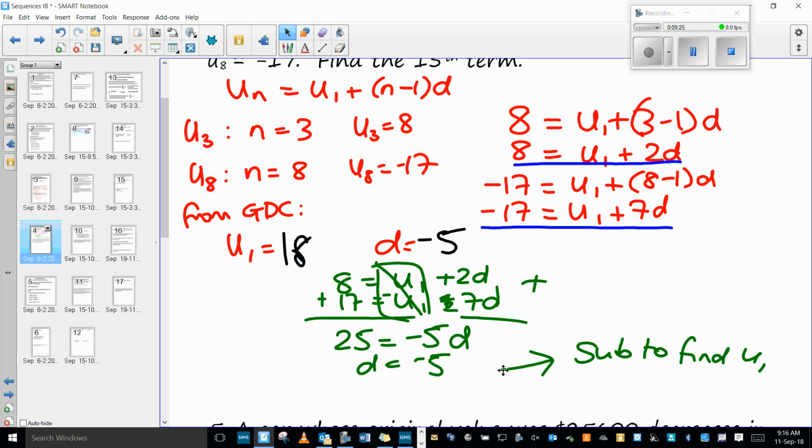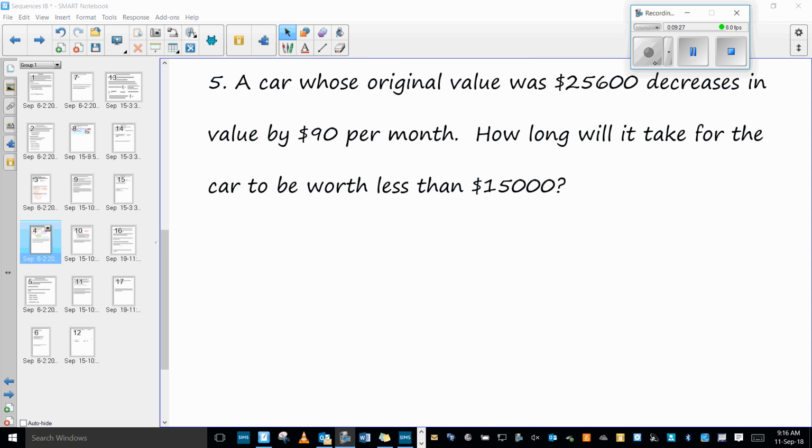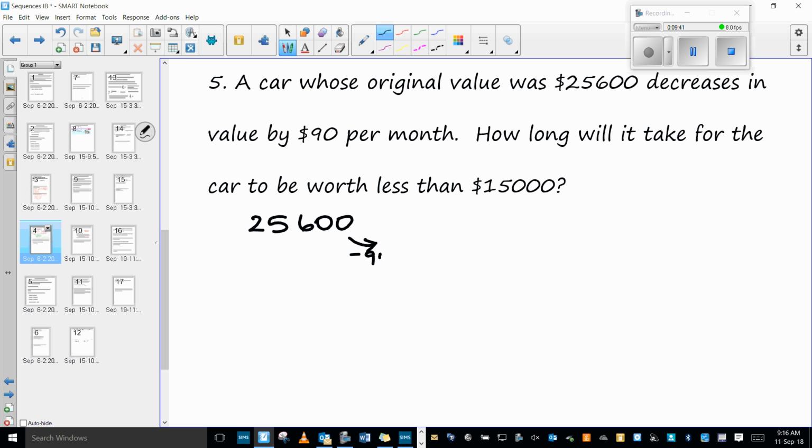Okay, the thing with this one is you've got to be really careful because your original value is 25,600. Okay, so that's your original value. It decreases in value by $90 per month. So obviously we would subtract 90 from this to find month 1. So we get 25,510. Okay, so this would be month 1. So this is our original month.